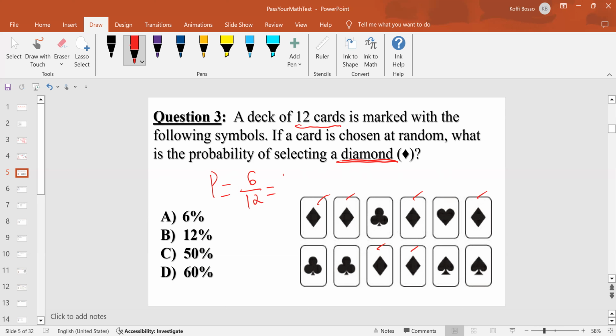So the probability here, P, is just 6 out of 12. If you reduce it, you get 1 over 2. Reduce here means you divide 6 by 6, you get 1. 12 by 6, you get 2. So this 1 over 2, which is a half, is the same as 50%. So the correct choice here is C.